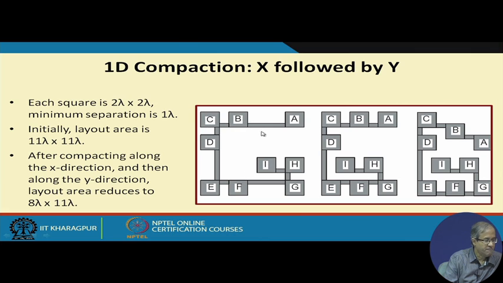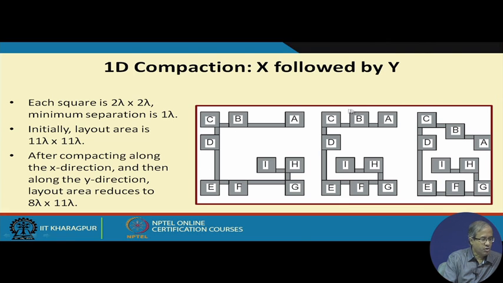So, total 5 plus 1 plus 5, 11. Similarly, in the y direction 2, 1 and 2, 5, here also 2, 1 and 2, 5 and 1 in between, 11. So, the initial layout area is 11 by 11. Now, let us try and do an x compaction. So, we move from the left side to the right side progressively according to the x coordinates of all the blocks, let us say.